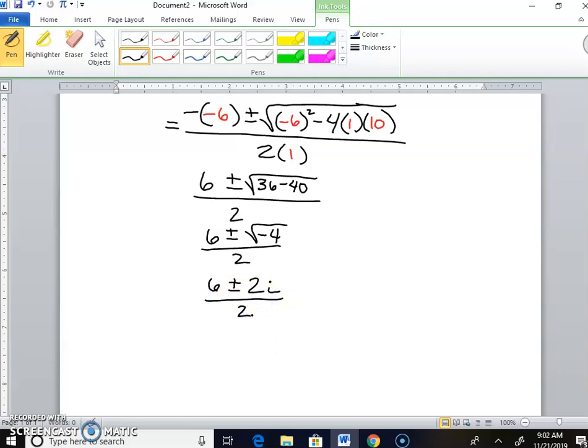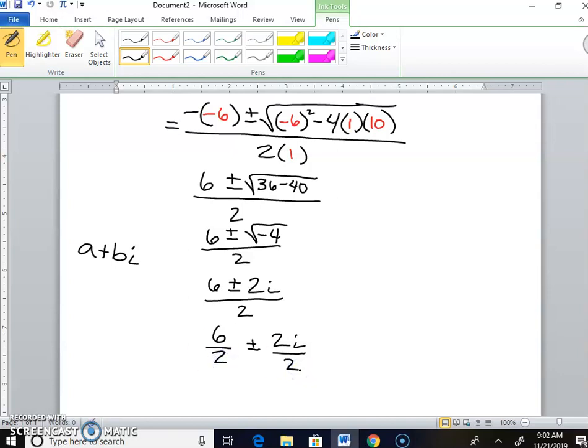And that's over 2. Okay, now if we remember when Dr. Delaware popped in, he said all answers have to be in a plus bi form. Okay, this right here is not in a plus bi form. So I need to split up this fraction. So when I split up this fraction, I'm going to have a 6. I'm going to have my plus or minus, I'm going to have my 2i. When I split this fraction, this 2 is going to go to both of them.